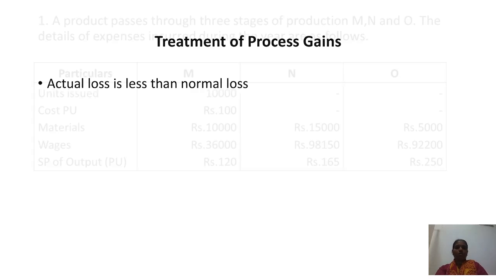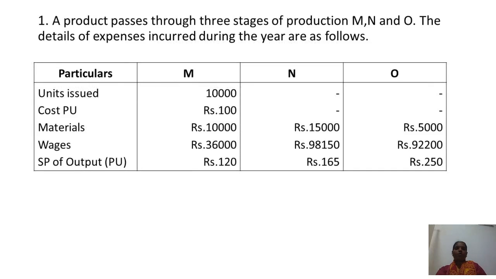So in this case, we shall see how to work out a problem based on the abnormal gain. A product passes through three stages of production. There are three stages in the production of the product, that is M, N and O. The details of expenses incurred during the year are as given below.